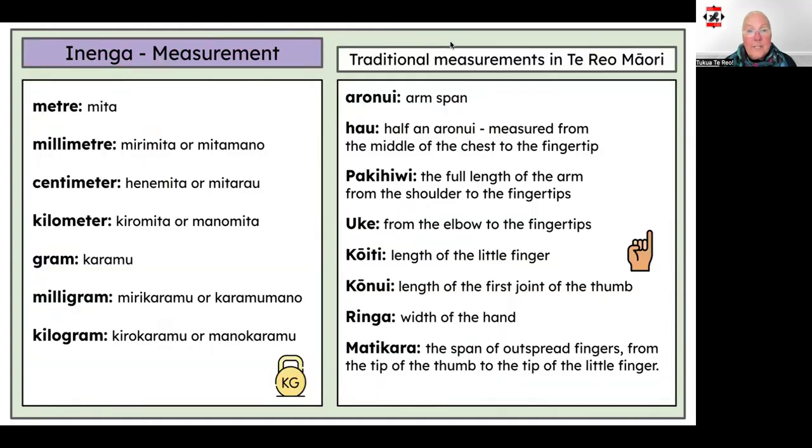The last kaupapa in this video is about measurement, or ininga. Many of the words in this topic are transliterations from the English, where te reo Māori sounds have been applied to English words. And here's a few examples. An interesting fact: in traditional times, there are kupu Māori for measurements that were used in pre-European times. There are different terms for various measurements using parts of the body and hands.